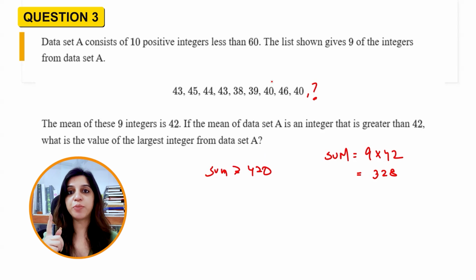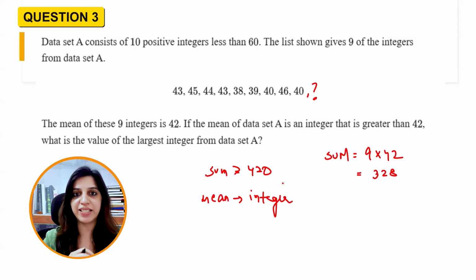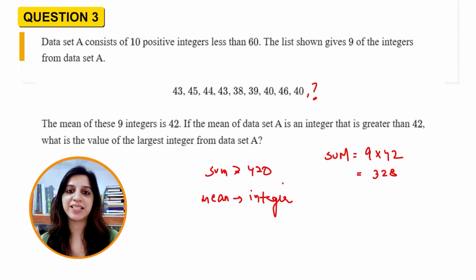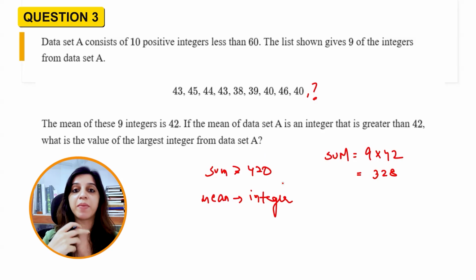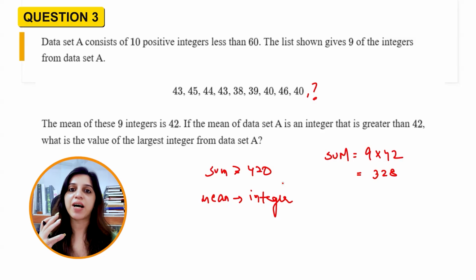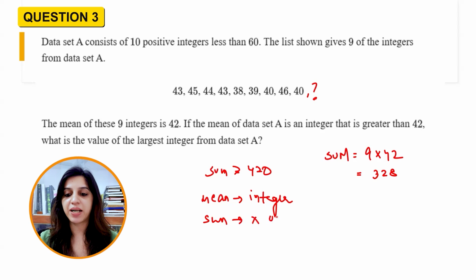Also, I want it to be an integer. Very important. I want the mean to be an integer. Mean needs to be an integer. Integer means no decimal. I don't want any decimal here. How will I get that? If there are 10 numbers and I want the mean to be an integer, which means I want the sum to be a multiple of 10. Does it make sense? Because I want the mean to be an integer, it means that I want the sum to be a multiple of 10. Only then, when I divide it by 10, I'm going to get an integer, right? So I'm looking for a sum which is a multiple of 10.